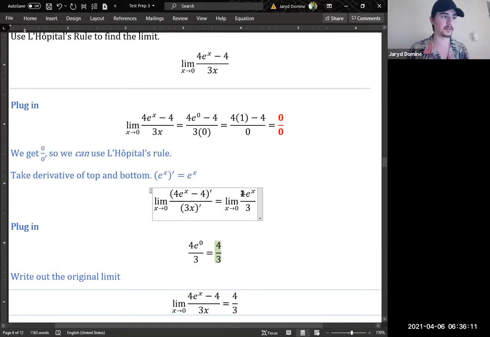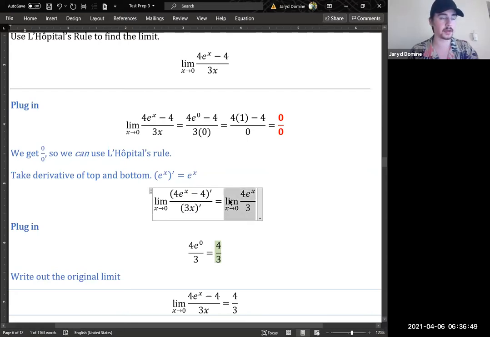Okay. The derivative of the top, we know how to do this. The derivative of a constant is 0, so that just goes away. The derivative of 4e to the x is 4e to the x. Okay, so e to the x is this special function where if you take the derivative, nothing happens to it. So just remember, e to the x is something that doesn't change. And that's going to be true later on in the class when we do integrals. But e to the x does not change. So the derivative of 4e to the x is 4e to the x. Derivative of the bottom, 3x, that's just 3.